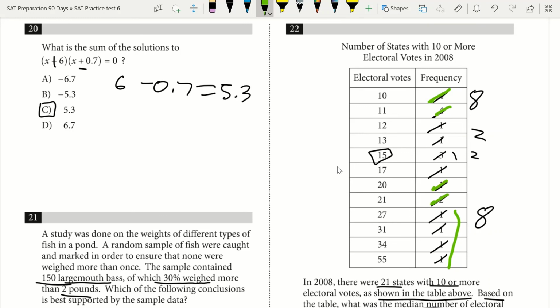Cancel 2, 1, 2, 3, 4. Okay, at this point I'll cancel 1, 2. Cancel 1, 2. I still have 1 left from this 3. So my median there is going to be 15. So that one's checked as well. And I've still got 5 minutes.